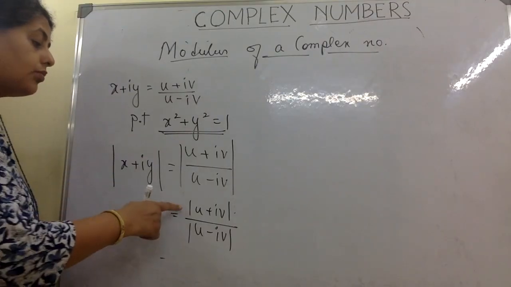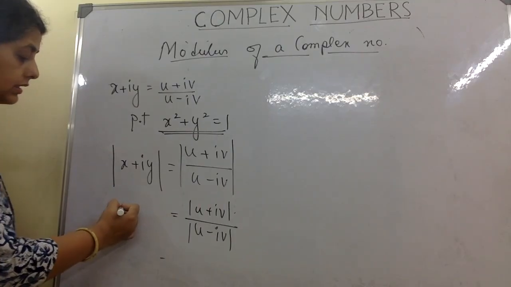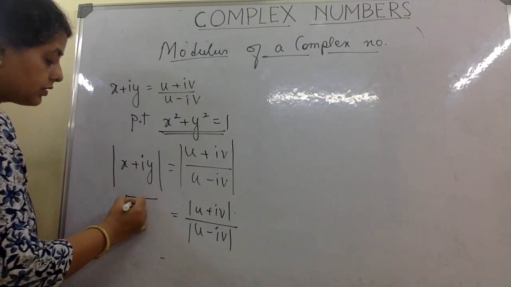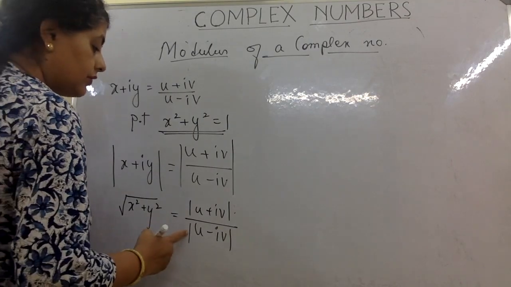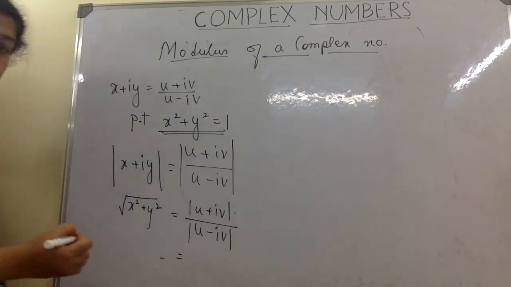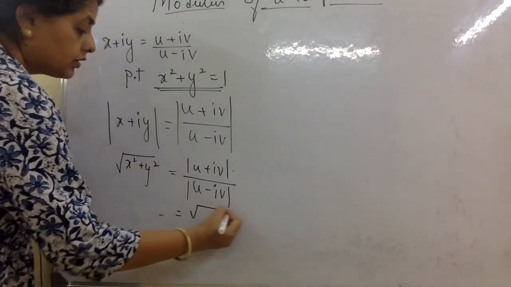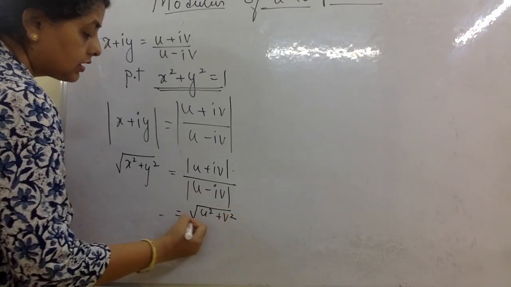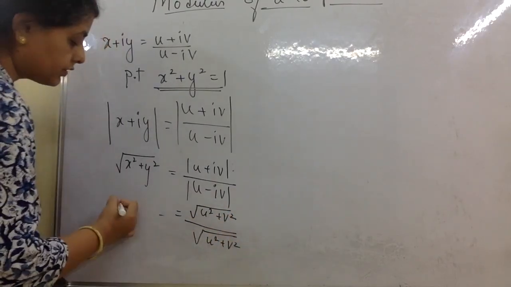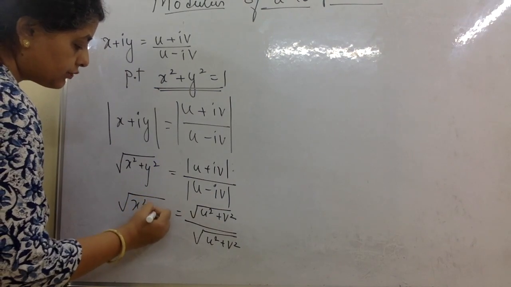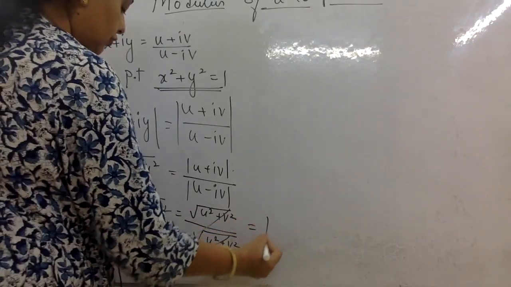Okay. Now the mod of this one is root over x square plus y square. And the mod of this, I'll write it in the next step, is root over u square plus v square. Again, the conjugate is also root over u square plus v square. This is x square plus y square.